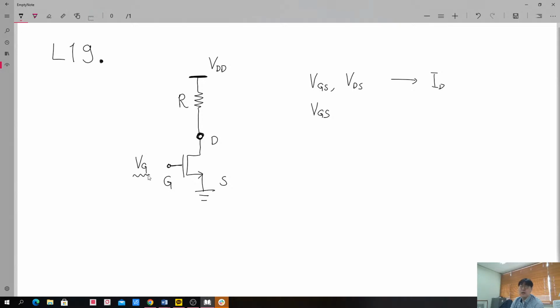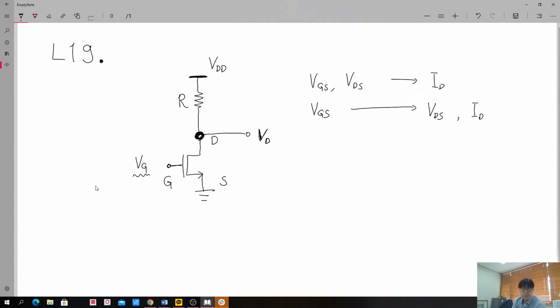Still, we apply a certain voltage to it, and since the drain terminal is not directly connected to the VDD, we have no idea about the drain voltage. Since the drain voltage is not known to us, of course, ID is not known to us. So our major interest will be what the drain voltage will be.